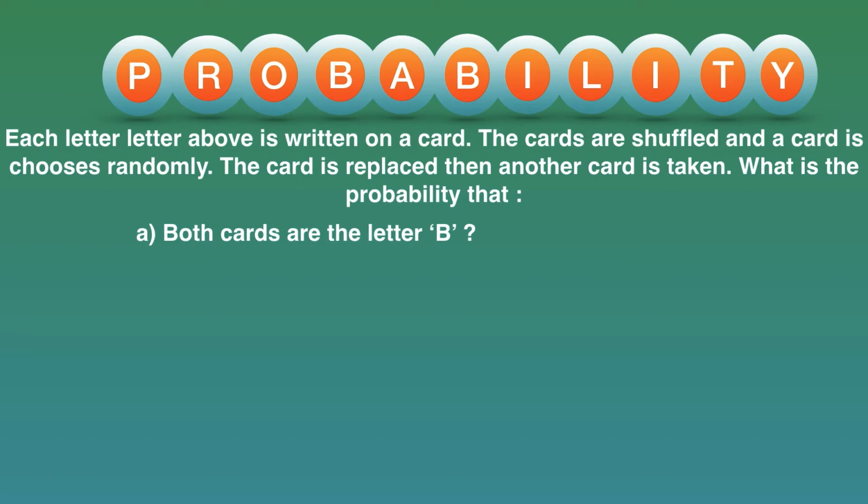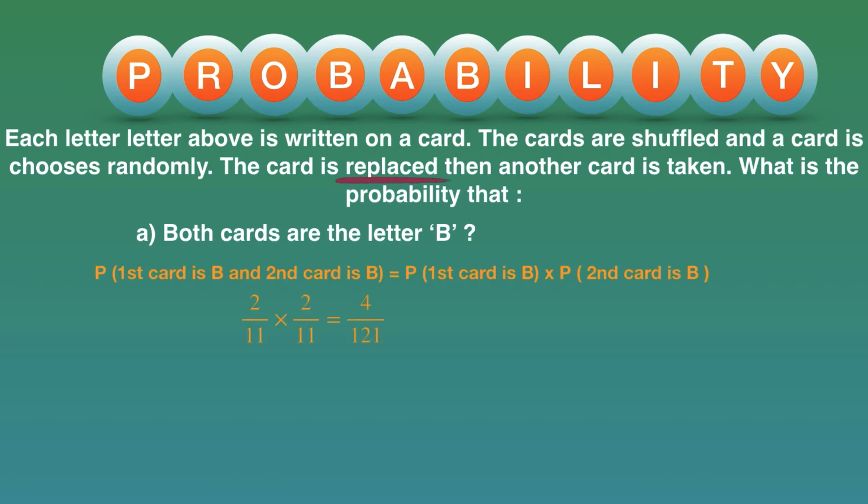There are a total of 11 cards. 2 cards have the letter B on them. Hence, choosing the first letter B from the given cards is 2 out of 11. Notice that we also know after each draw, the card is being replaced. So there are always 11 cards to draw from. Hence, choosing the second card with letter B is also going to be 2 out of 11.